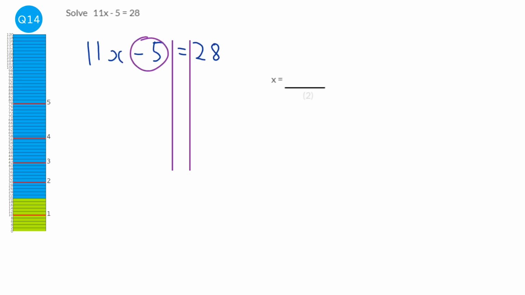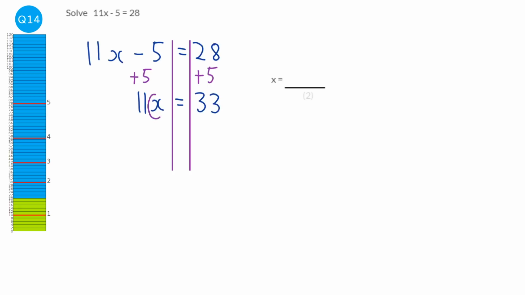We've got to figure out what is the opposite, what's the inverse of take away 5. Well, the inverse is going to be +5. Now we can't just do that to the left hand side, we've got to do it to the right hand side as well. So we add 5 to both sides. When we add 5 to the left hand side, we're just left with the 11x. On the right hand side, we do 28 plus 5, which is 33.